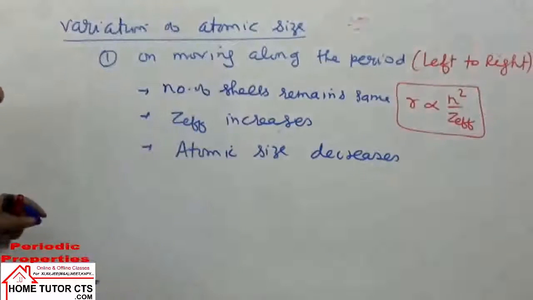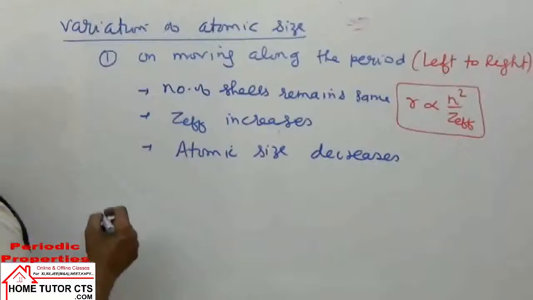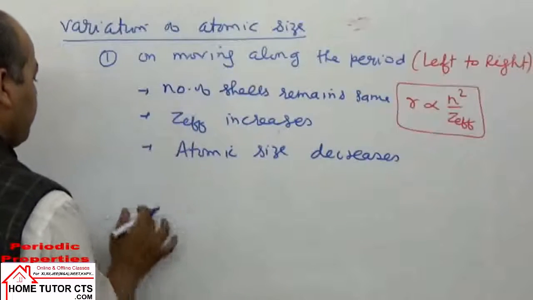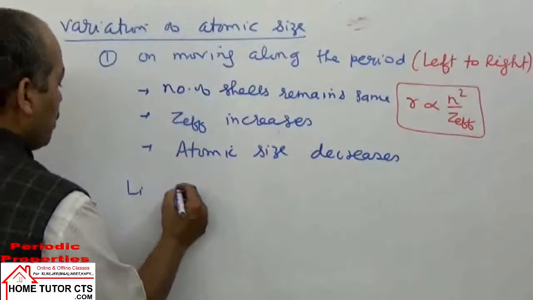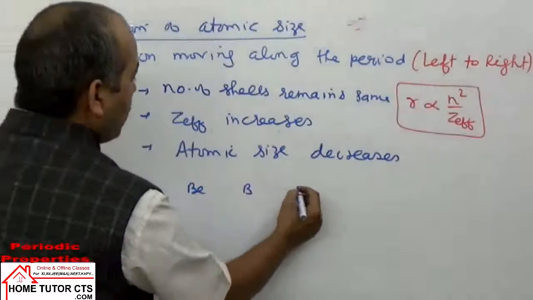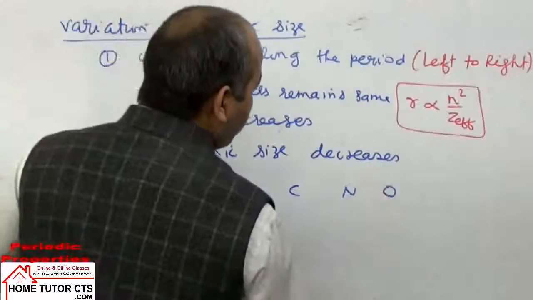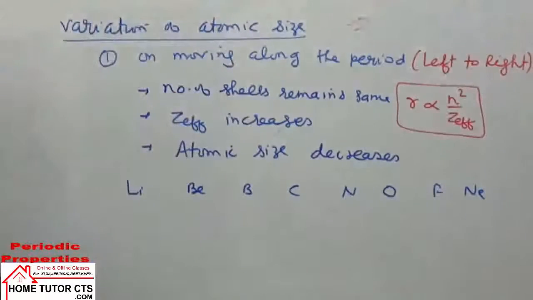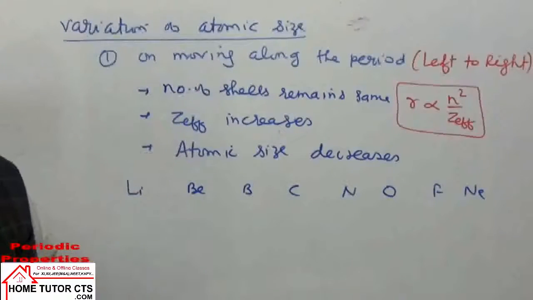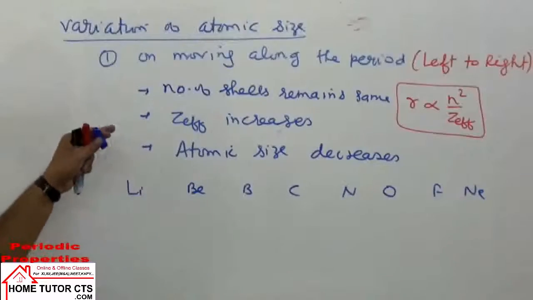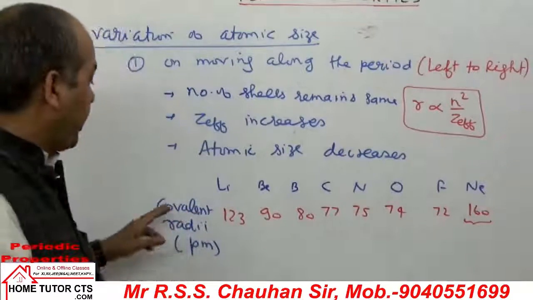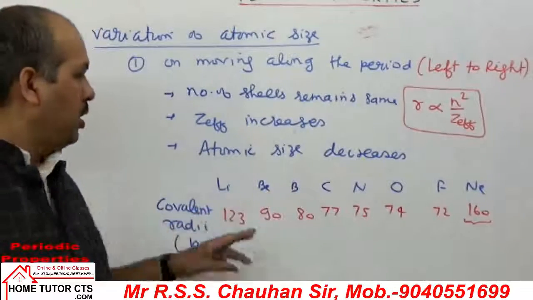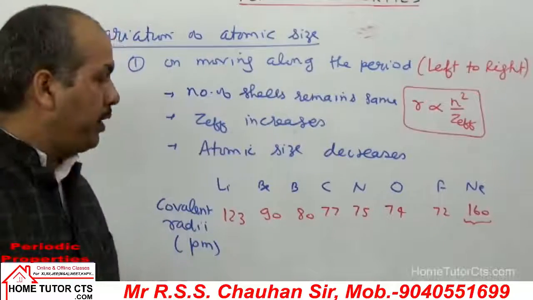If I take the data, I will explain to you the elements of the second period: lithium, beryllium, boron, carbon, nitrogen, oxygen, fluorine and neon. For these elements, what can be taken? Atomic radii. Now if you take data of covalent radius in picometer of the elements of the second period, we are moving along the period from left to right.